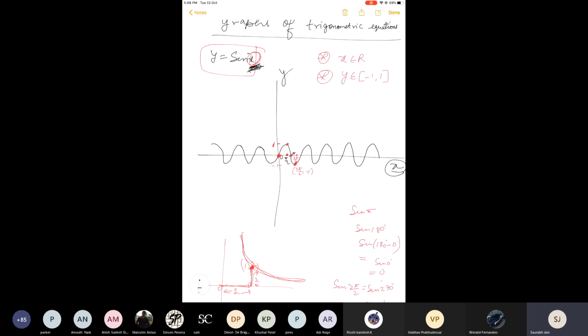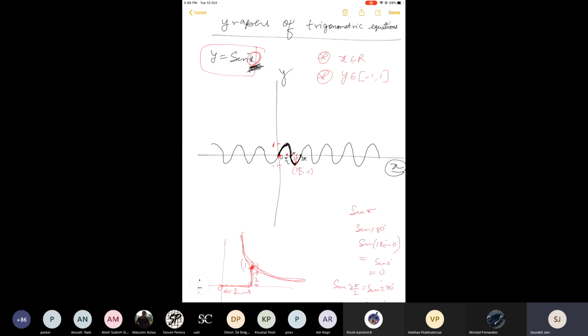See, this is your first quadrant. Listen carefully. Why is this the first quadrant? 0 to pi by 2. Then come back. This is your pi by 2 to pi, second quadrant. This is your pi to 3 pi by 2, this portion, third quadrant. And finally, you are back at the fourth quadrant.